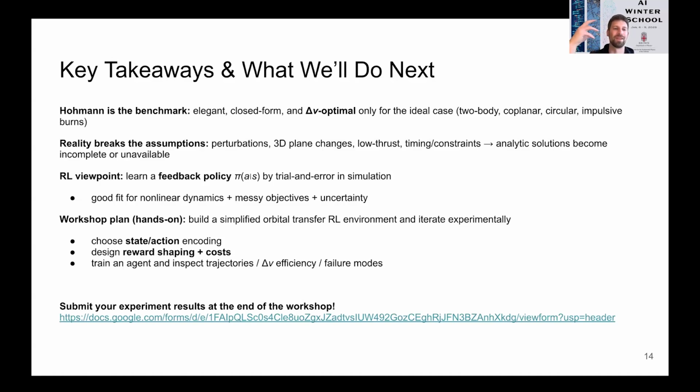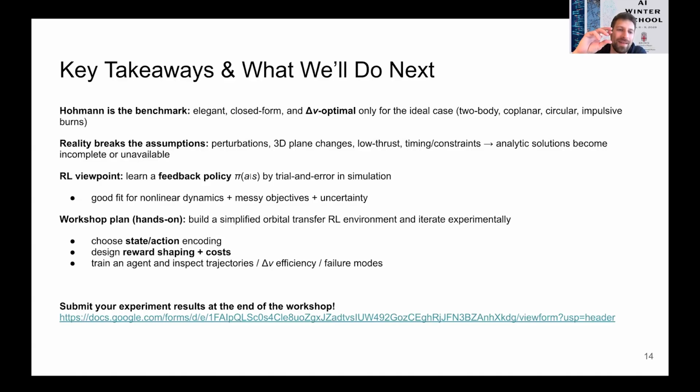However, in practice, reality is a lot more complex than that. There's perturbations due to atmospheric effects, due to the other masses in the system, due to the 3D geometry, non-circular orbits, etc. So in practice, things are a lot more complicated than this, but we're doing it for a simple example. Our goal is to learn a feedback policy by trial and error. So given a state, what action does our spacecraft take?